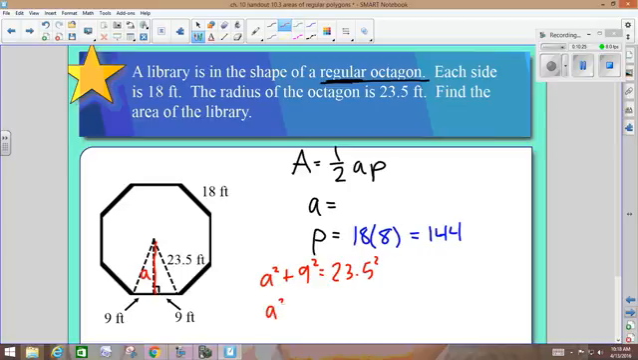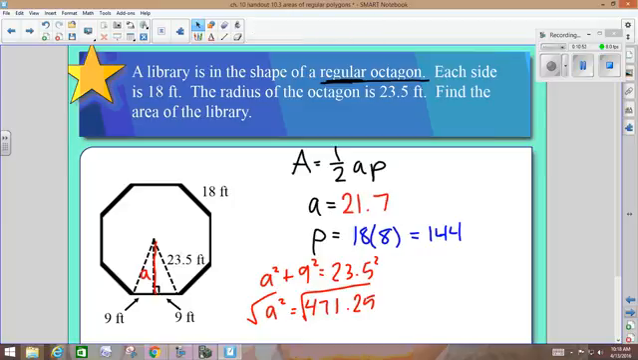I think after you square both sides and subtract, 471.25. So when you square 9 and square 23 and a half and subtract 81 over, you should get a squared equals 471.25. Then what do I have to do? Take the square root to come out nice. Okay, so we'll just go to the 10th then, 21.7.